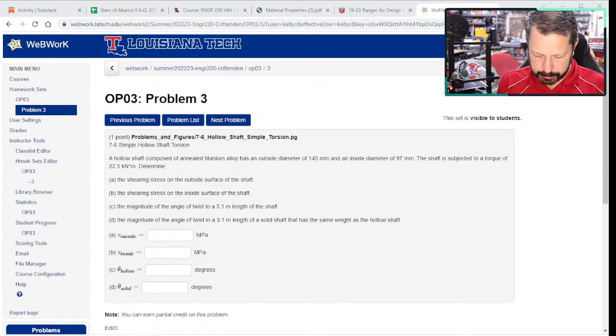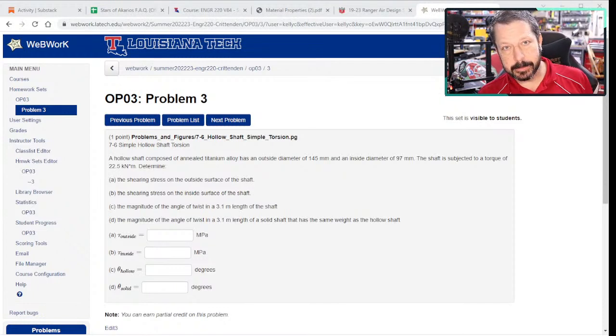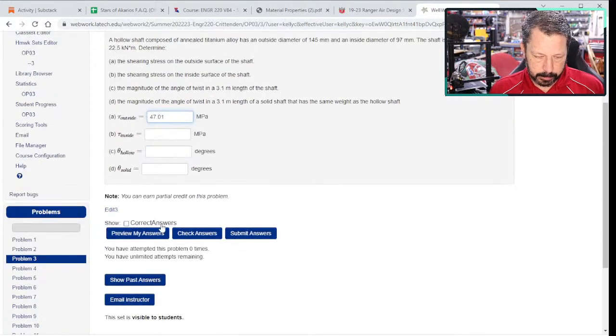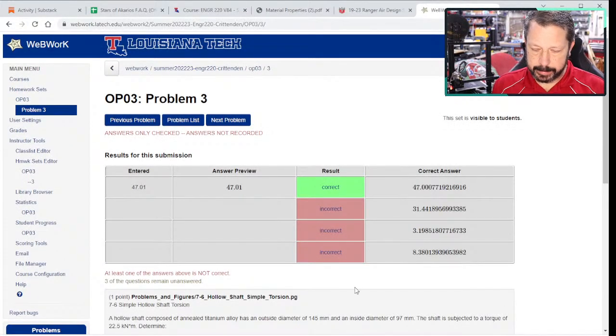So 1631 divided by my little denominator here is 47.01, I guess, megapascals, millions of pascals. So 47,010,086 newtons per meter squared, 47.01 megapascals. Let's go over to our web work and see if it likes that number. 47.01. It does like that, so good.